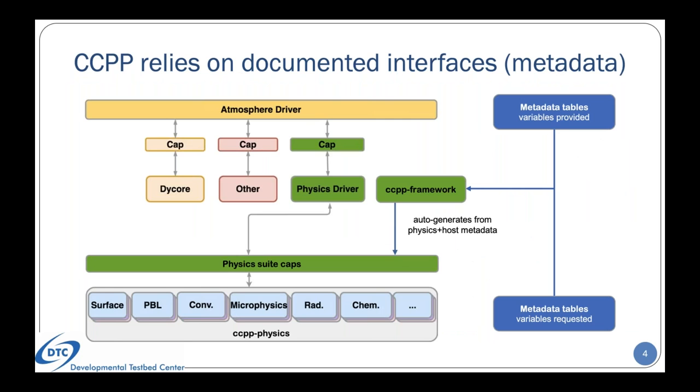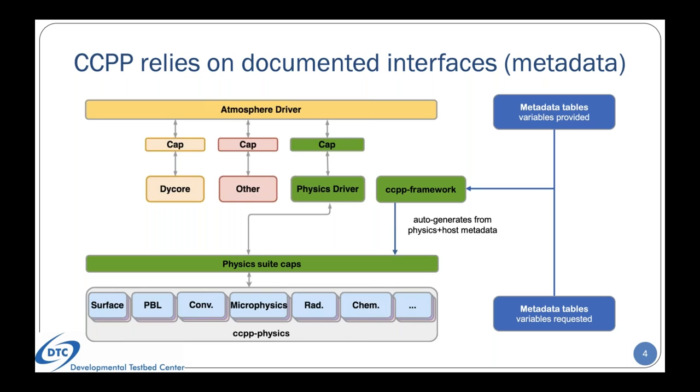Now, the CCPP relies on documented interfaces, which we also call metadata. And there are two types of metadata. There are metadata tables on the physics side, and each of those physics schemes has its own metadata. And these describe the variables that are required to run a certain physics scheme. There are metadata tables on the host model side that describe the variables that a host model is providing.